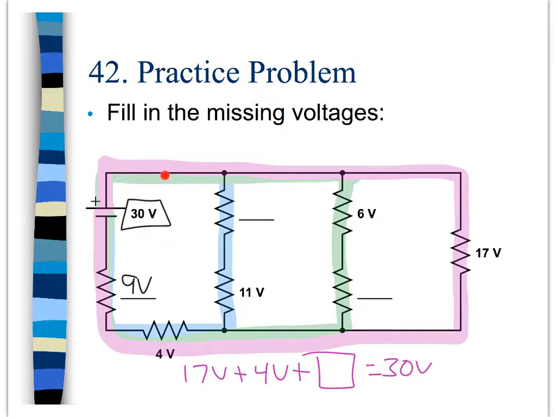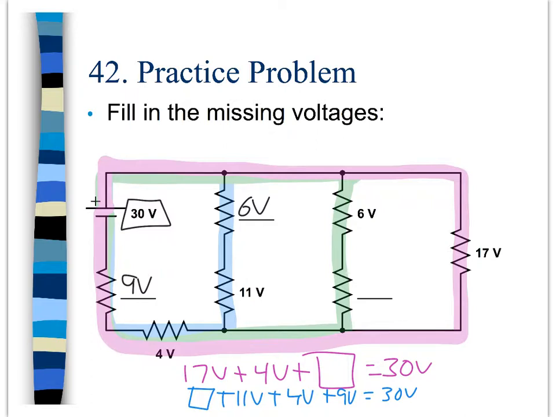Then I'm going to use my blue path, thinking about this one here. For that one, we have some blank resistor there. We don't know the voltage on that one, plus 11 volts, plus 4 volts, plus 9 volts, and that has to add up to 30 as well. And so that missing resistor there has got to be 6 volts. That's what fills in and adds it up to 30.